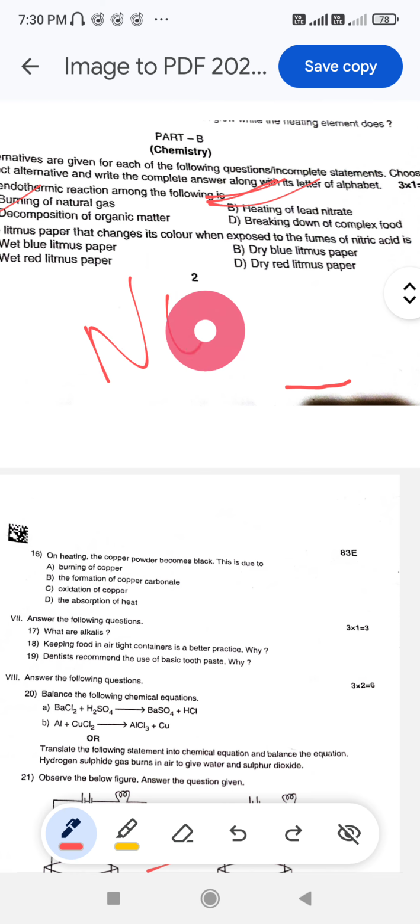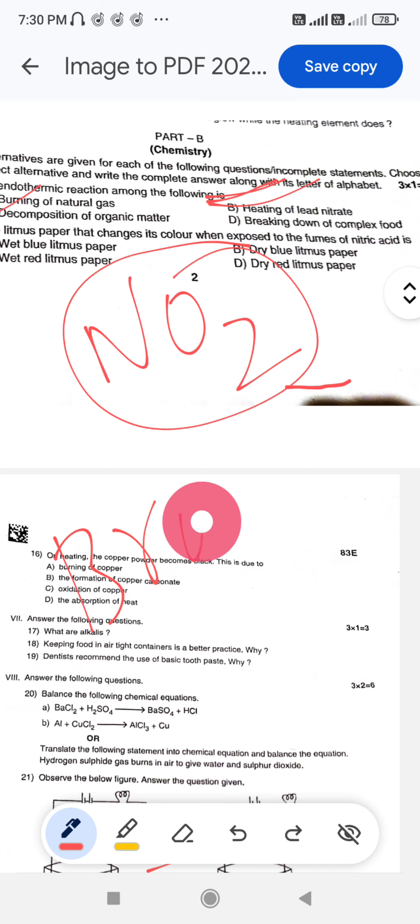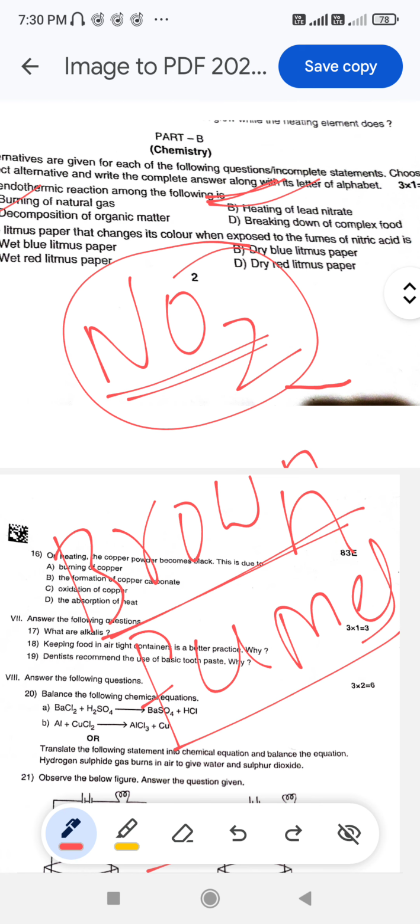Again, remember that in the heating of lead nitrate, nitrogen dioxide gas is released with brown fumes. When lead nitrate is heated, it releases nitrogen dioxide, a brown fume gas. So heating of lead nitrate is the endothermic reaction, and nitrogen dioxide with brown fumes is released. This is about the first question.